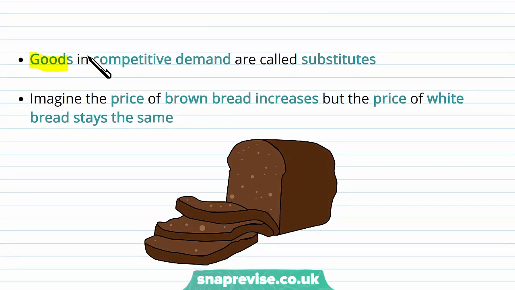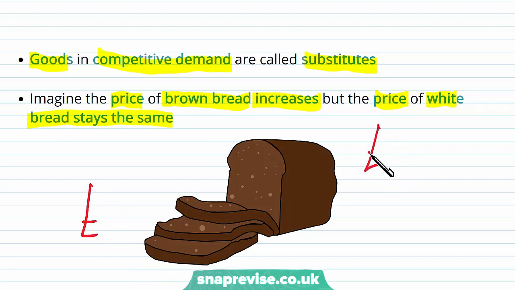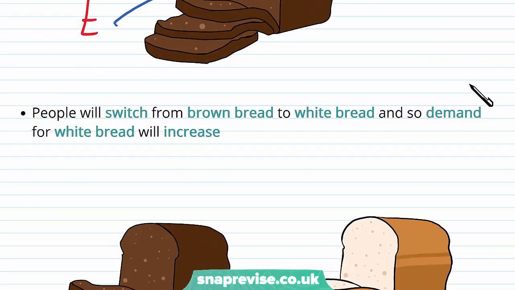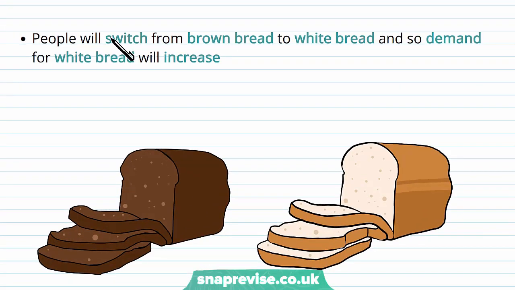When we think about goods that are in competitive demand, these kinds of goods are called substitutes. So imagine that the price of brown bread increases, but the price of white bread stays the same. So imagine this is our price for brown bread and it increases all of a sudden to being a lot higher, whilst the price of white bread is staying fixed. We now think that because they are substitutes, people will switch from brown bread to white bread, and so demand for white bread will increase.